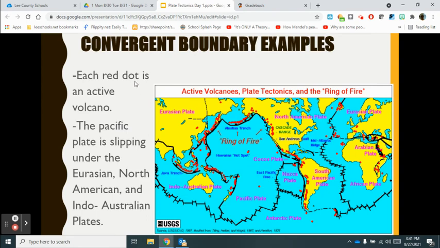Convergent boundary examples. Each red dot is an active volcano. The Pacific plate is slipping under the Eurasian plate, North American, and Indo-Australian plates. So you can see we have a lot of volcanic activity here in the ocean and along the coasts.